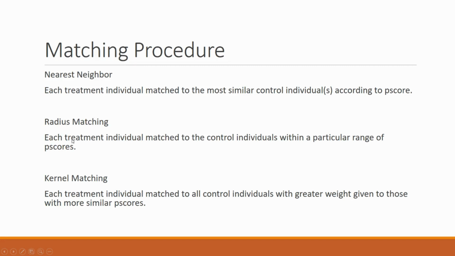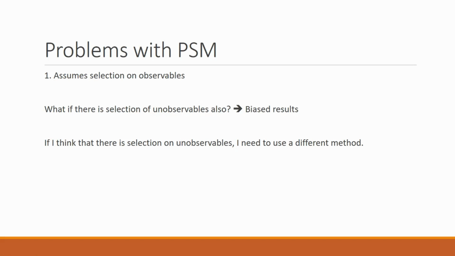All right, radius matching. This is where each treatment individual is matched to control individuals within a particular range of p-scores. And then kernel matching. This is where each treatment individual is matched to all control individuals, with greater weight given to those with more similar p-scores. So here are some different options for ways that we can perform the matching. The kernel matching is probably the preferred approach. This is probably going to give you the most robust results, so we will emphasize the kernel matching approach when we do Stata.